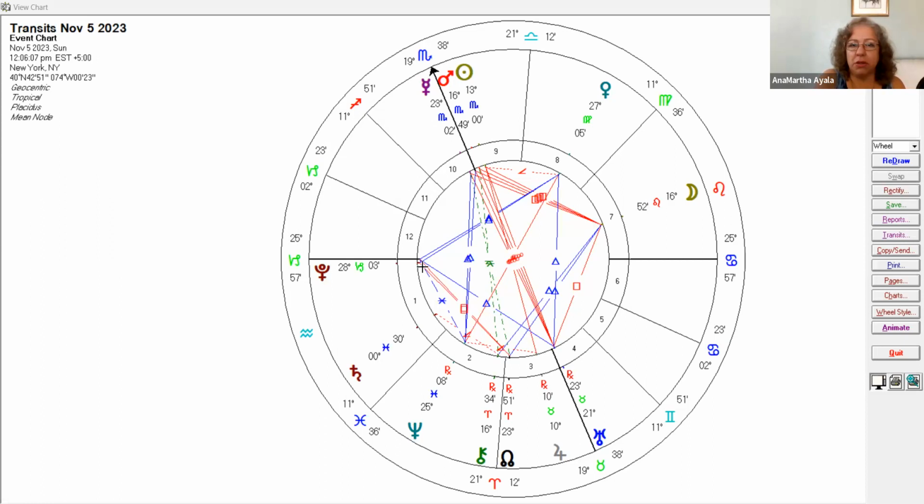Now, the 12th house rules hidden enemies. It rules things that you do in isolation. It rules hospitals. Psychic stuff happens here as well. But it's meditation, things. It also rules the bedroom. So things that you do in secret.